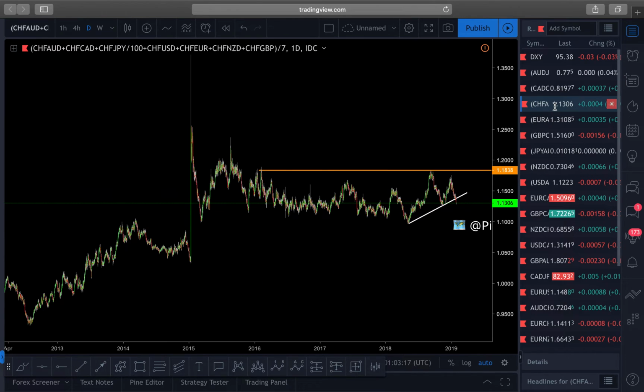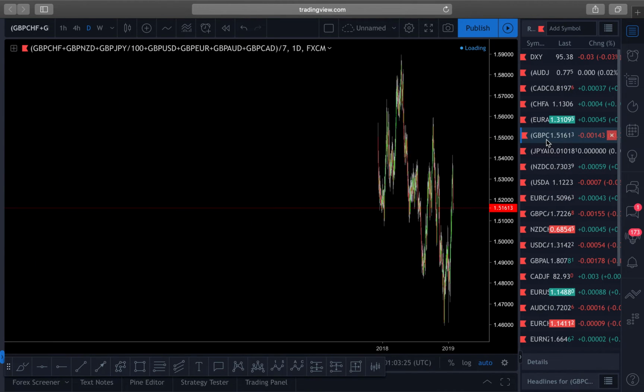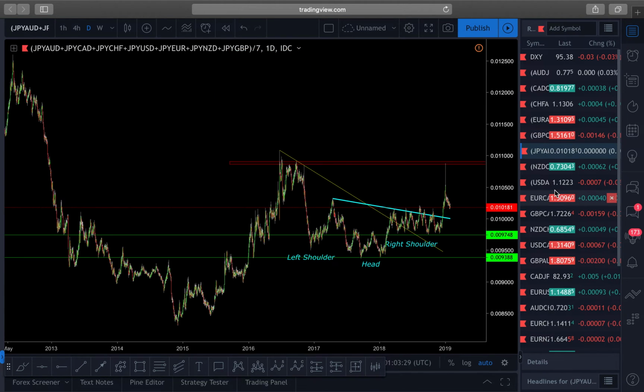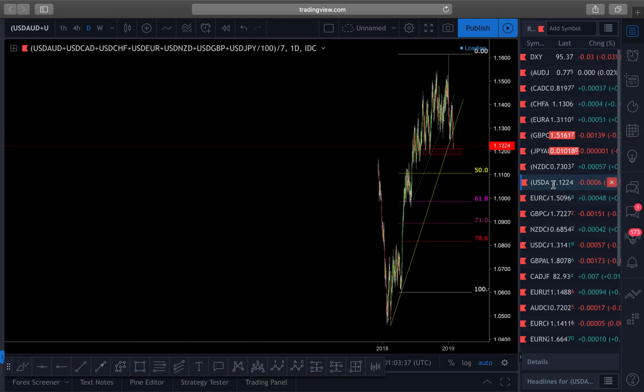Swiss franc, euro, pound, Japanese yen, New Zealand dollar, and US dollar.